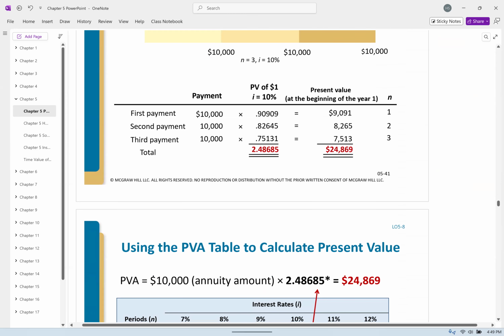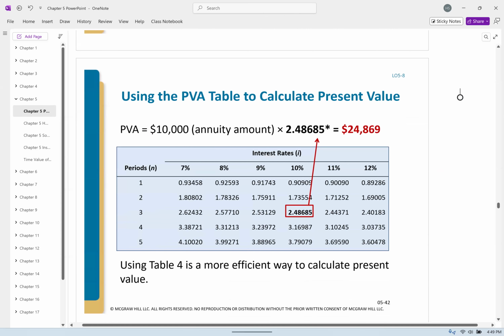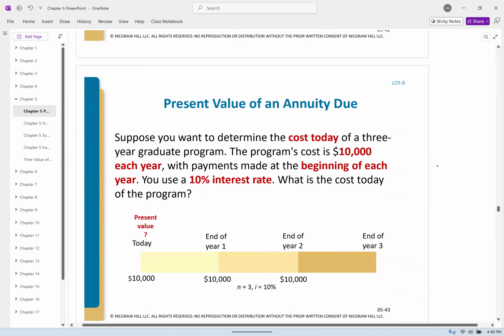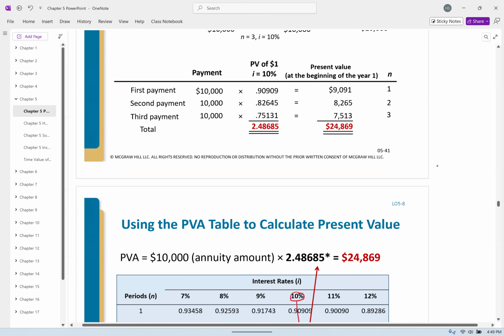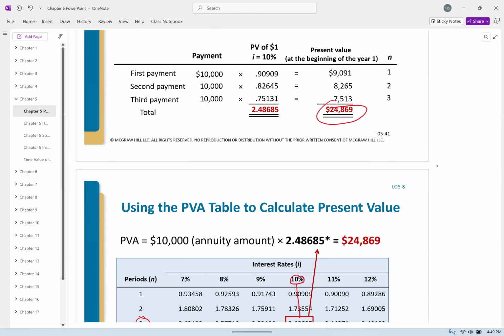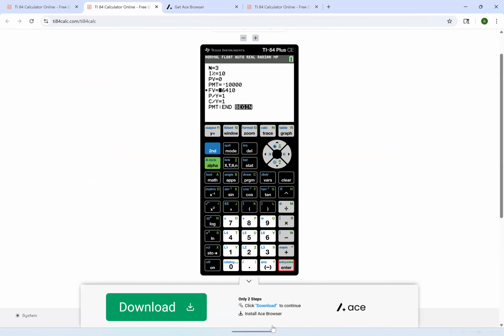I think they're going in and finding these factors for each one. That's a lot of work too. Okay. So find the 10%, 3 periods, multiply by that factor 2.4868, and you should get pretty much the same thing they got, 24,869. Okay. Let's go over here to our calculator and do it really quick there.